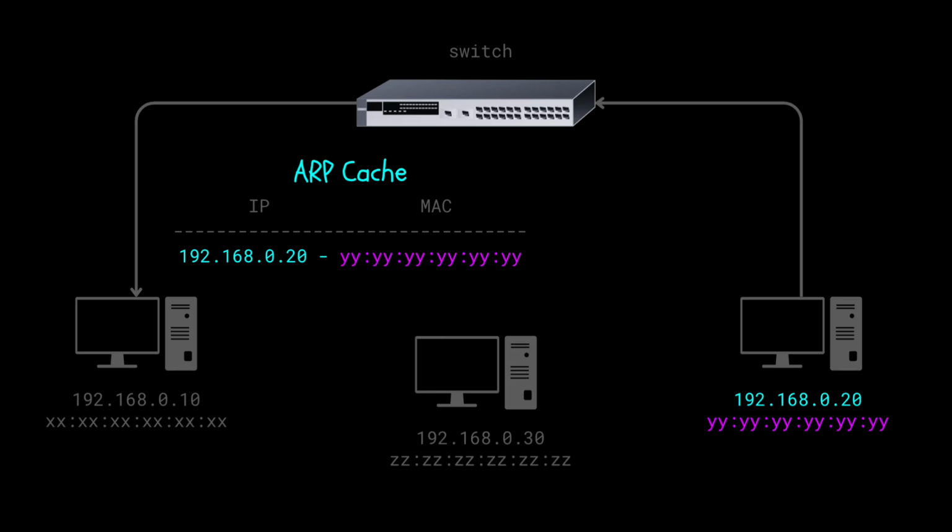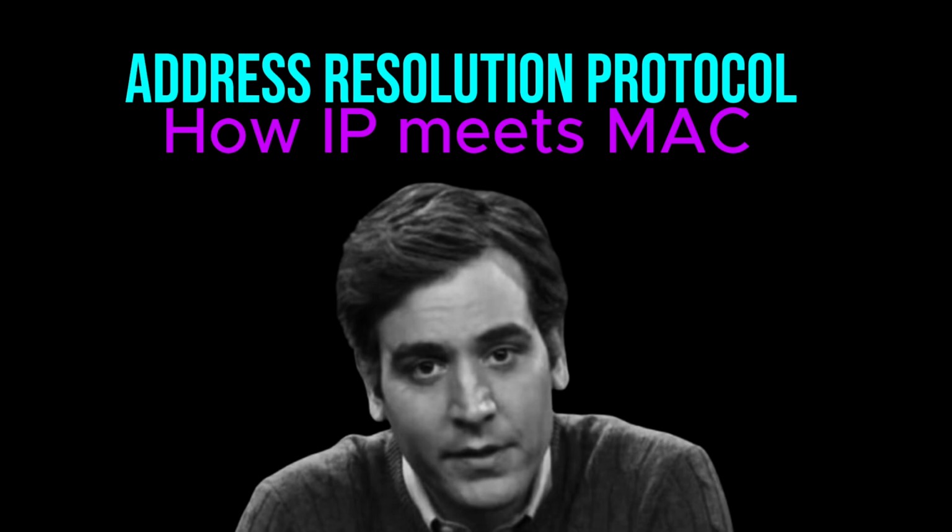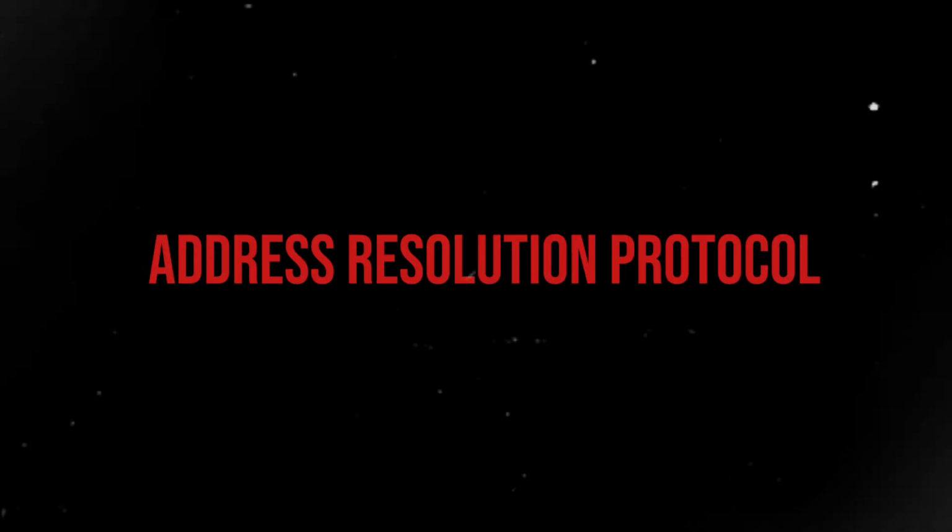The source device will update its ARP cache to take note where the IP address resides. And that is how it knows the MAC address associated with an IP address. Like any other protocol, ARP has its own weakness.